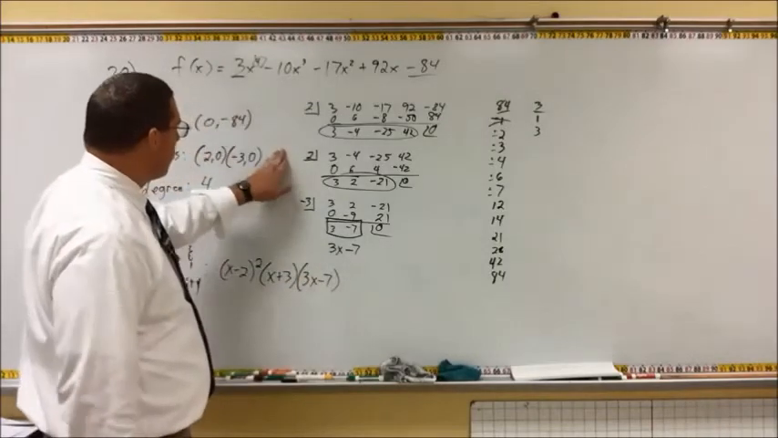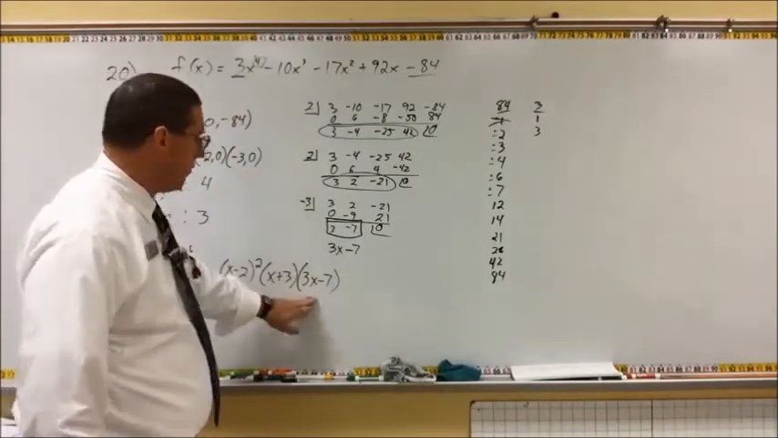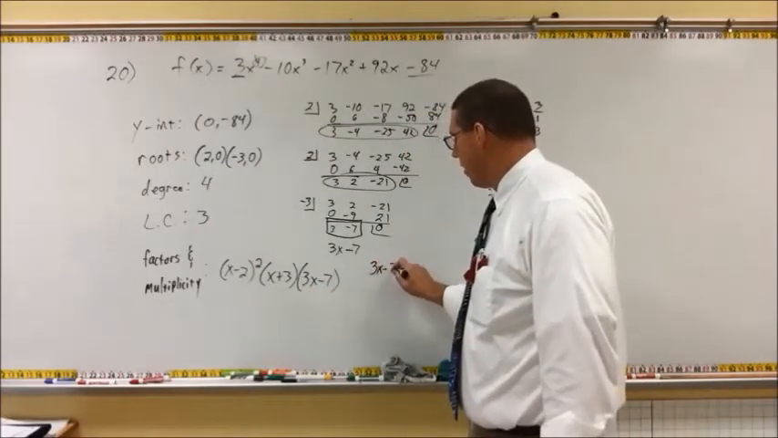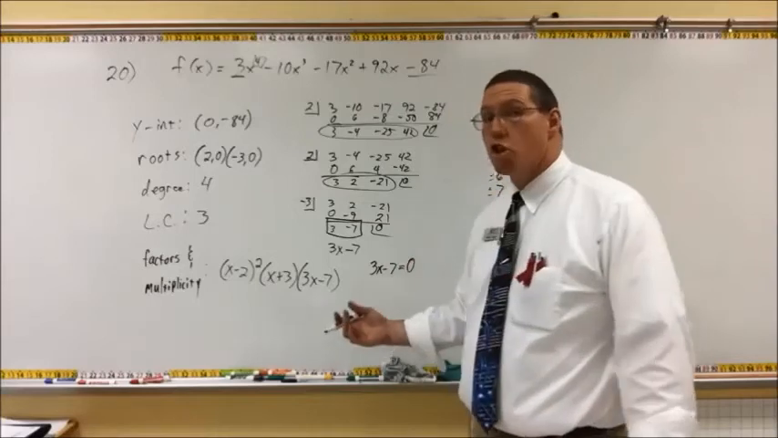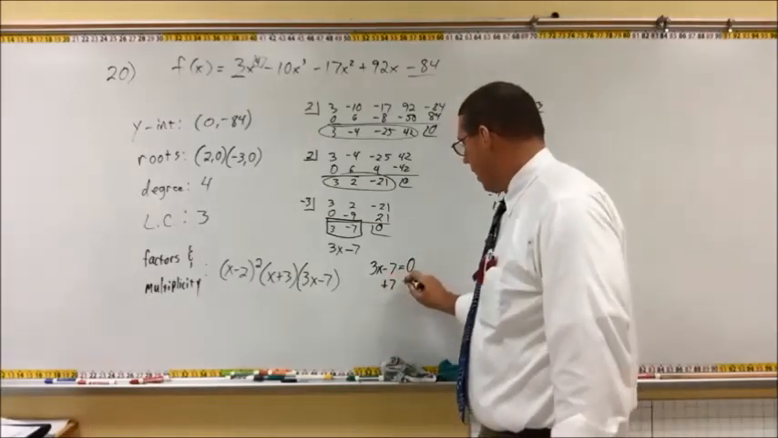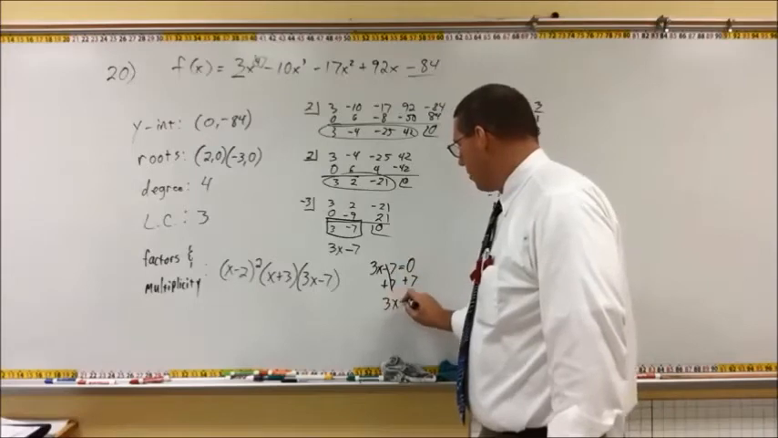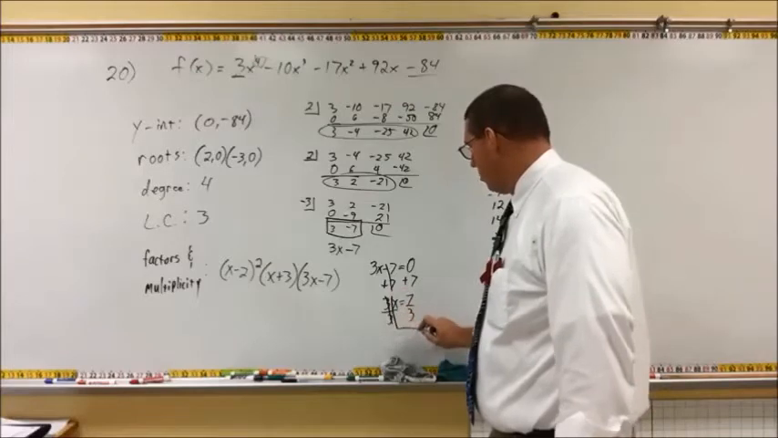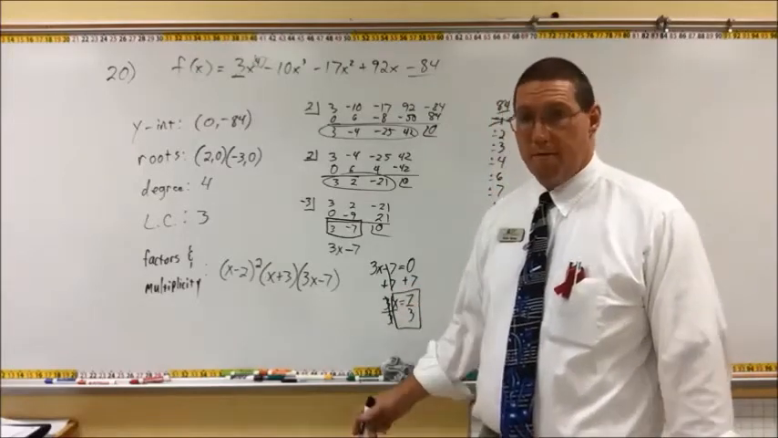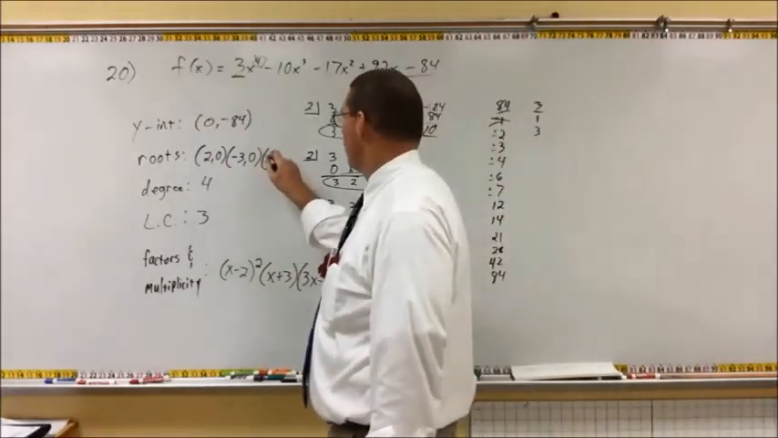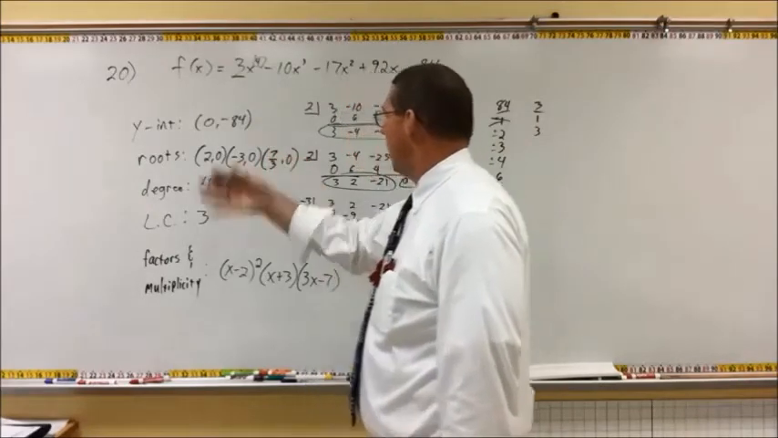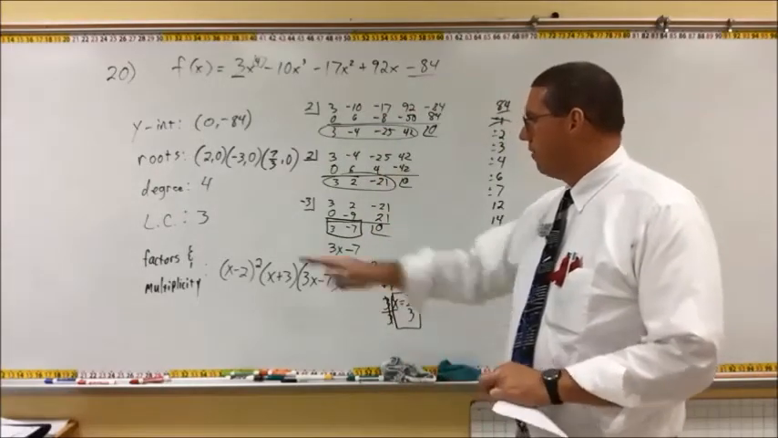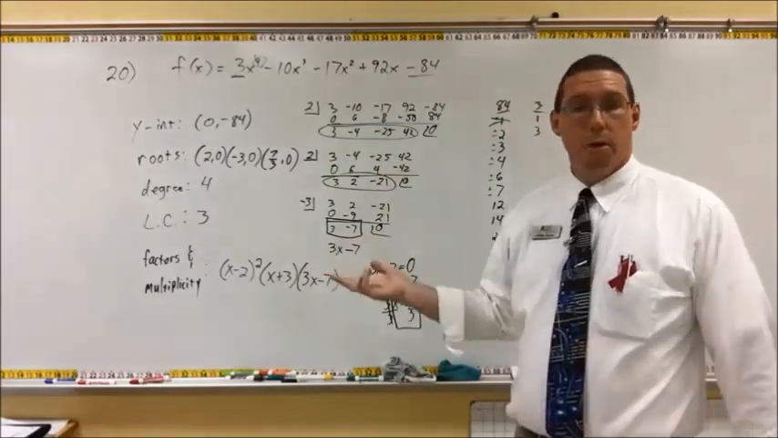But we also need the root that goes along with 3x minus 7. The way we get the root is we do 3x minus 7, set it equal to 0, and solve. Add 7, cancel. 3x equals 7, divide by 3, and x is equal to 7 over 3. So under roots, we're going to put 7 over 3, comma 0, and we're done. That's it. We got our y-intercept, we've got our roots, we've got our degree, lead coefficient, the factors and multiplicity, and we're done with question number 20.